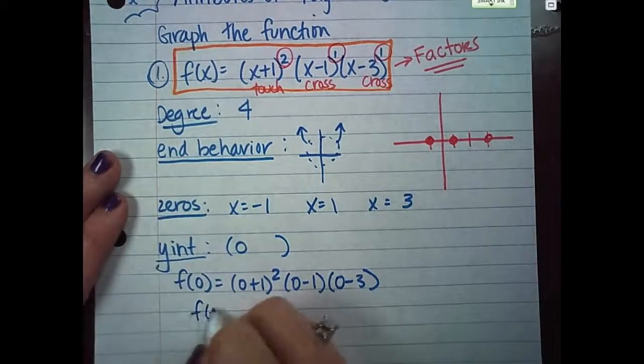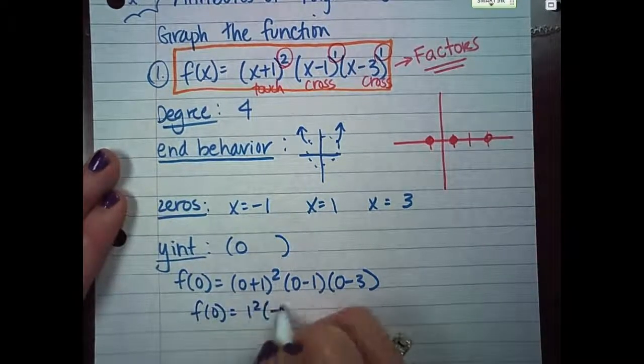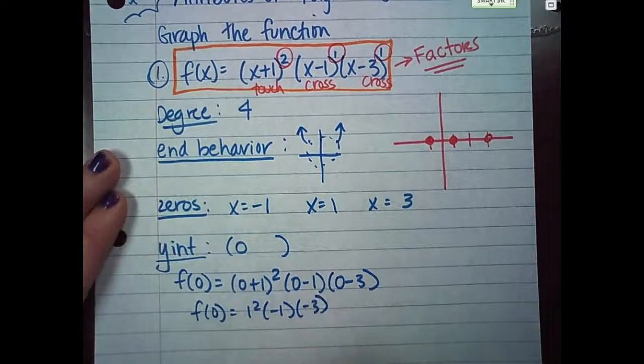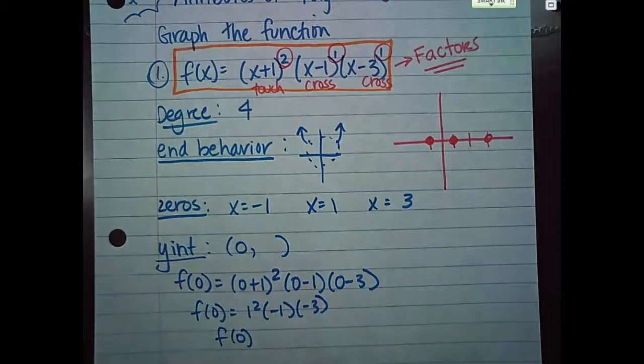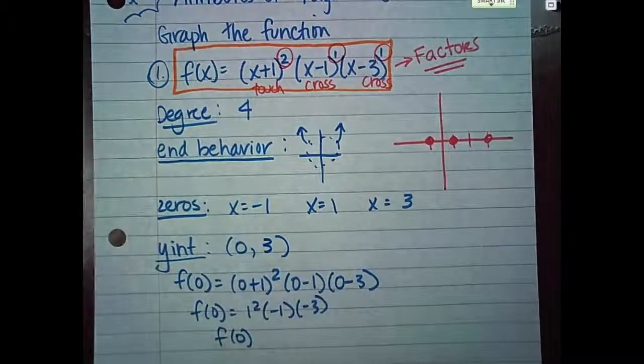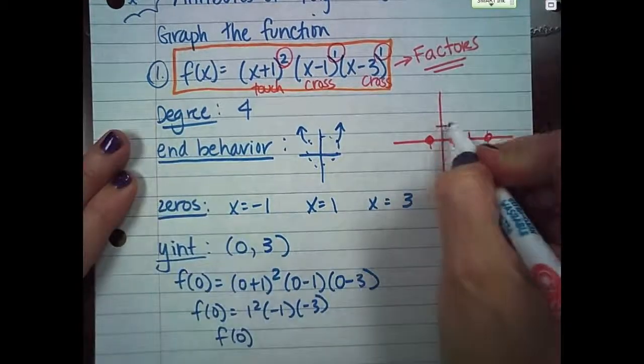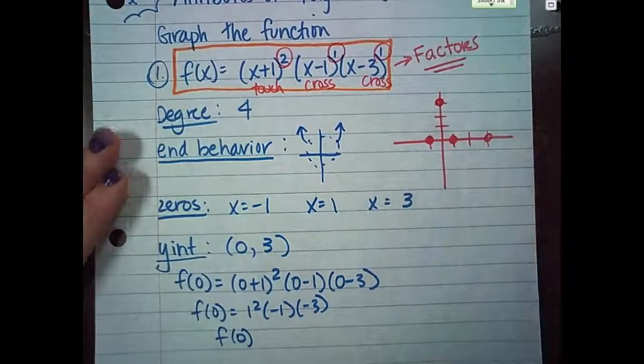So f of 0 is 1 squared times -1 times -3. One squared is 1, times -1, times -3 is 3. Okay, so now you have all the stops you need. (0, 3) is on here. Graph it.